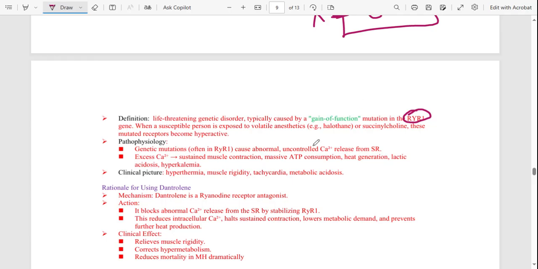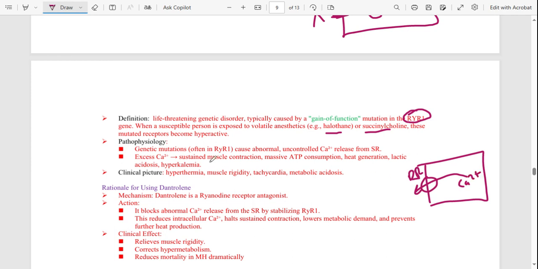This specifically happens when you expose a person to anesthesia. This is used during surgery, for example, halothane or even succinylcholine. So these agents act on the receptor, and then it becomes hyperactive. There's a mutation which causes uncontrolled calcium release. A lot of calcium is going to be released from here using this ryanodine receptor. So the calcium is being released and being released and being released.